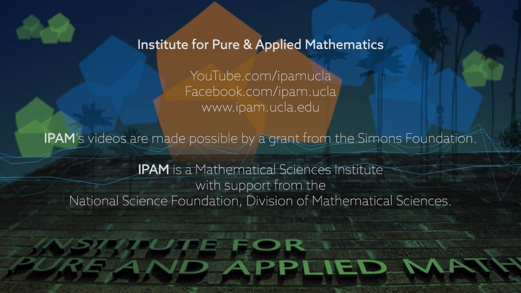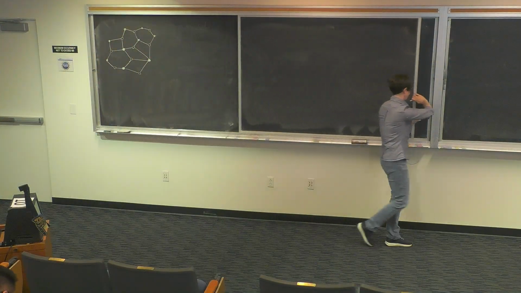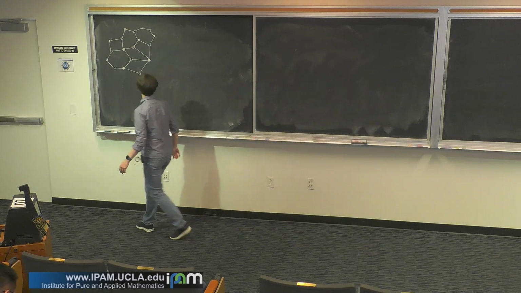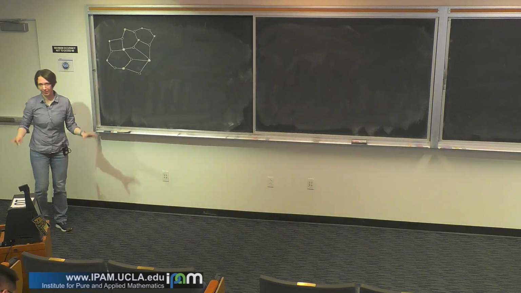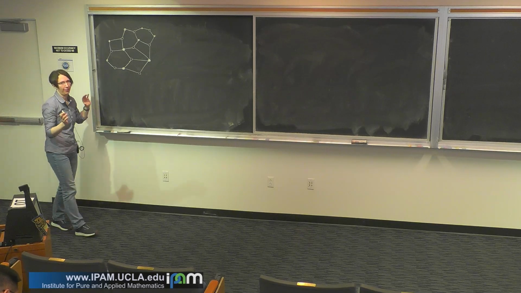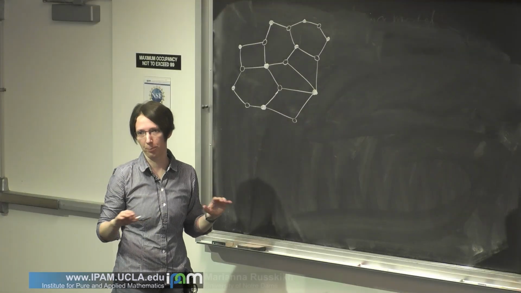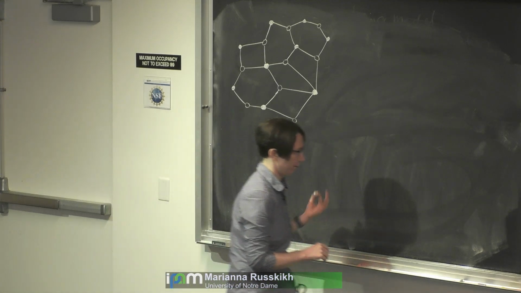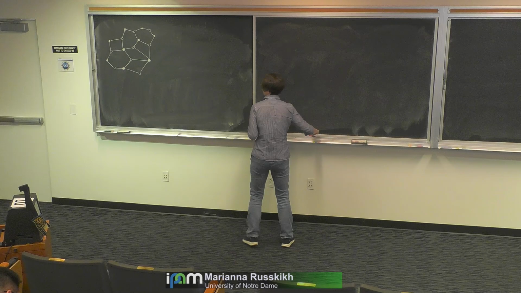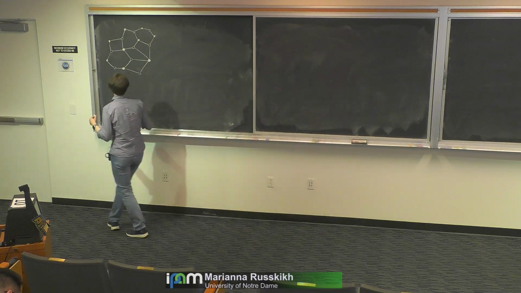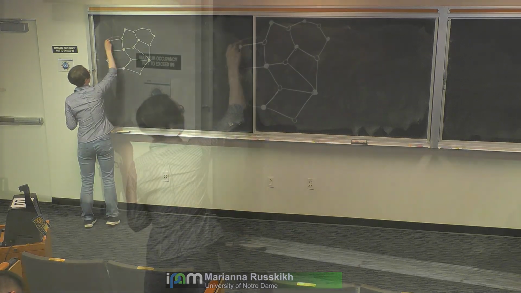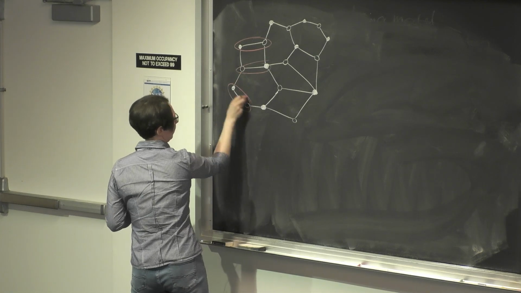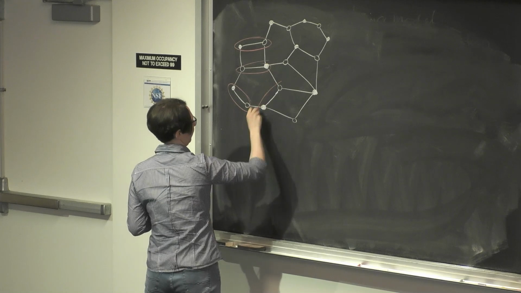All right, so dimers. We've seen them already a few times this week, but I'm going to start with a reminder of the general setup when we deal with planar bipartite graphs. So here is a planar bipartite graph, and we're looking for dimer configurations, something like this.